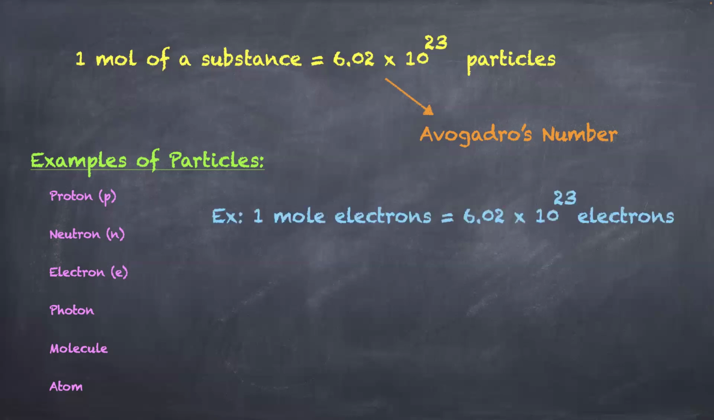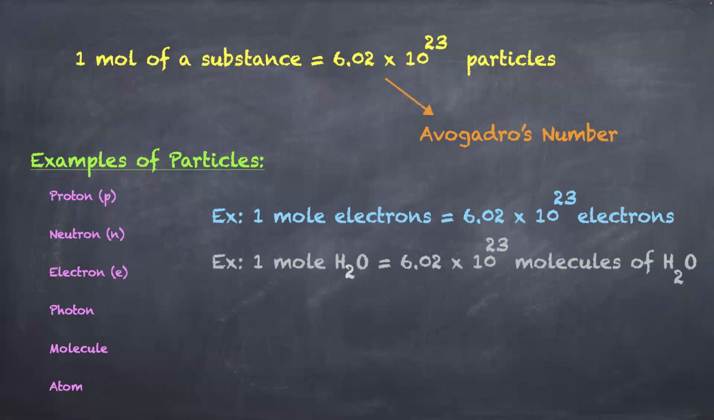For example, we can say 1 mole of electrons, which are particles, is made from 6.02 times 10 to the 23 electrons together. If you put that many electrons together, that's considered 1 mole of electrons. Or let's say 1 mole of water, a molecule, is made from 6.02 times 10 to the 23 molecules of H2O. Or we can say 1 mole of sodium is made from 6.02 times 10 to the 23 atoms of sodium.